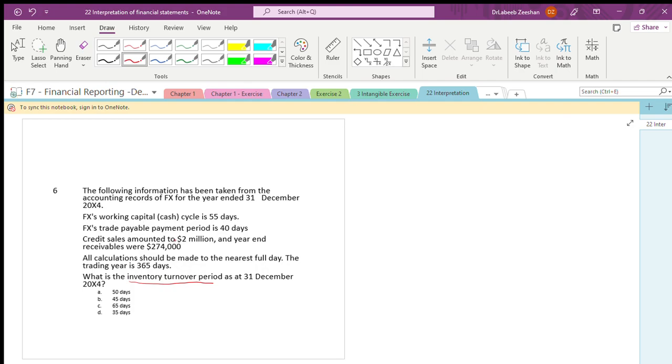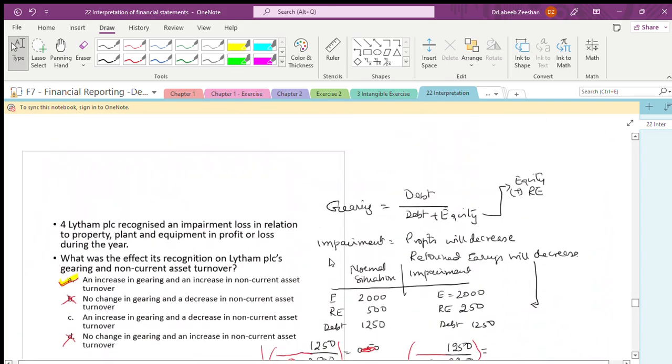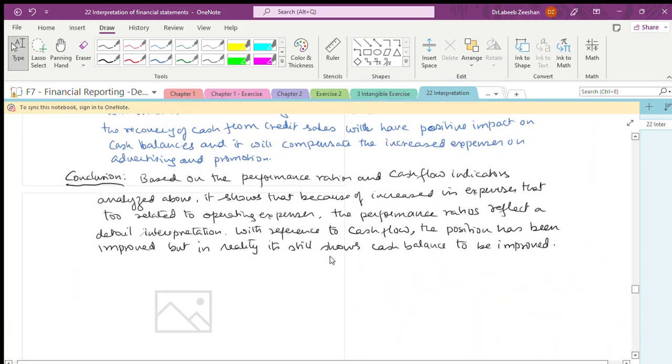They have given us inventory? They didn't give inventory as such. Is it right? Now, I will just go back. We have done this formula some way.